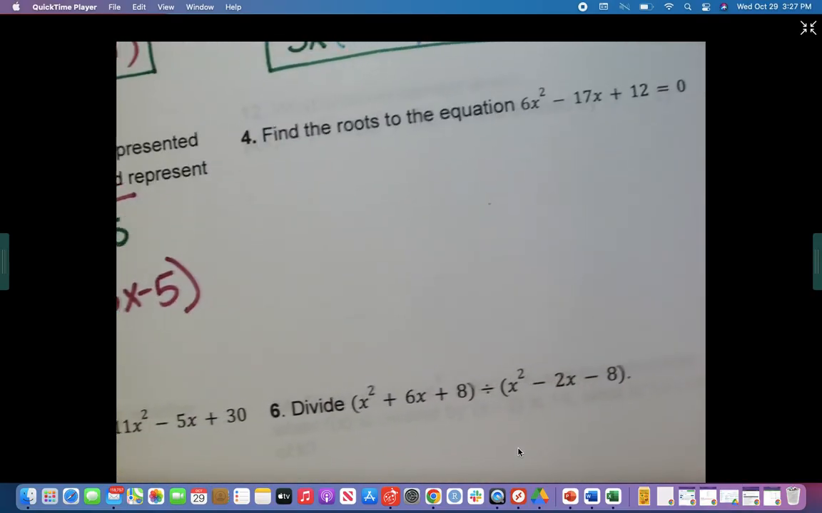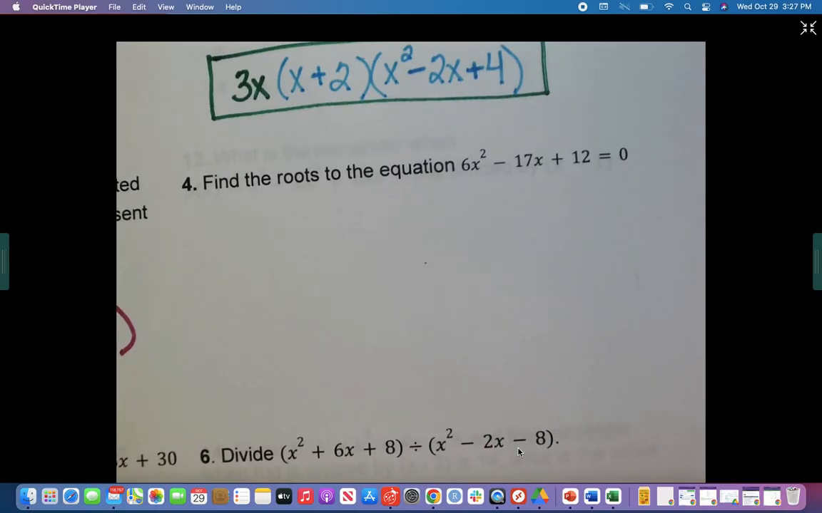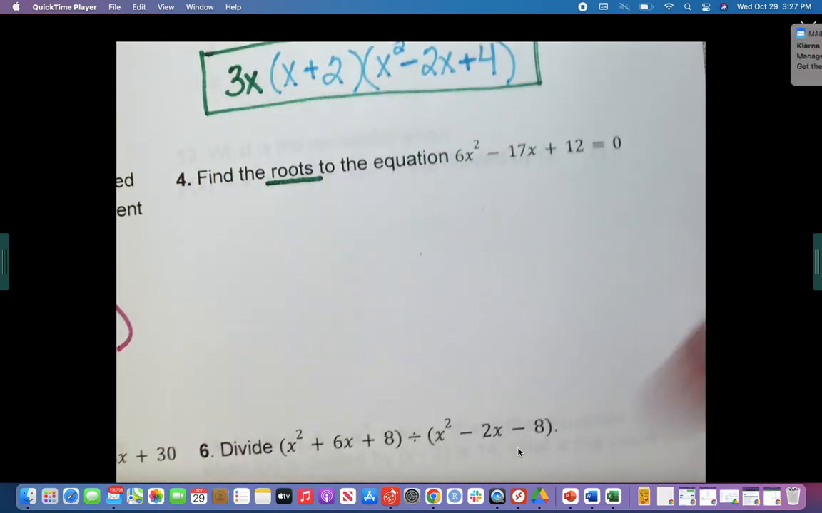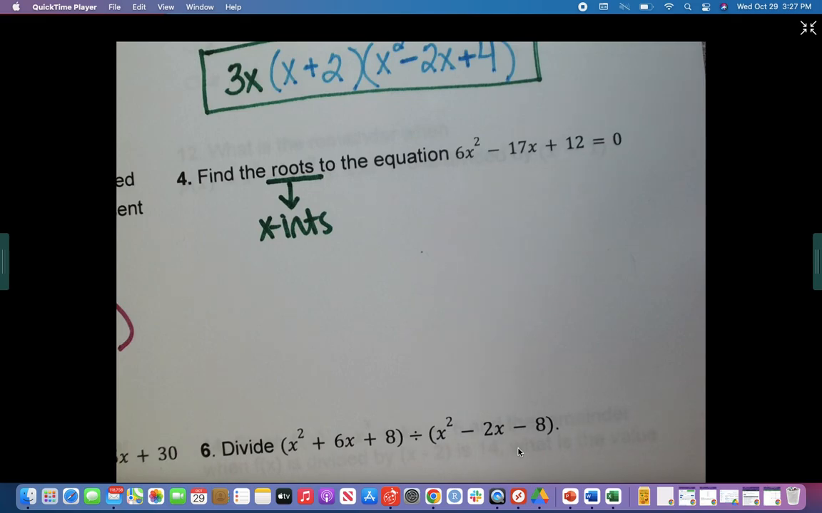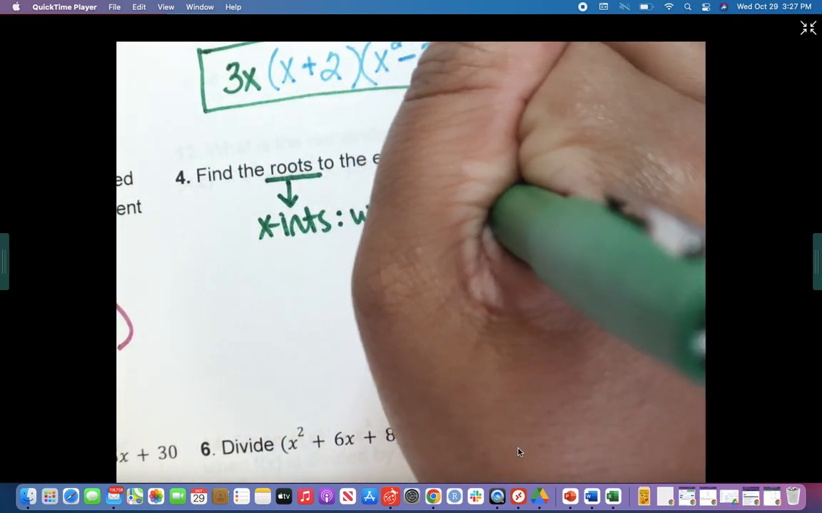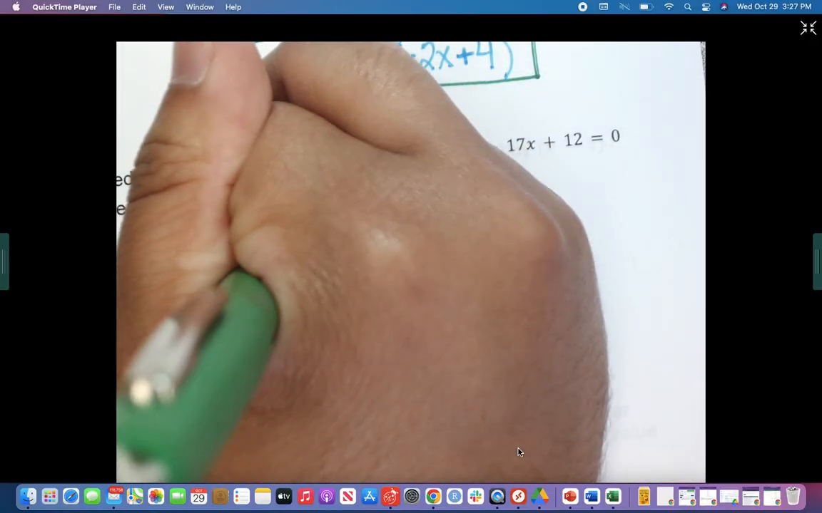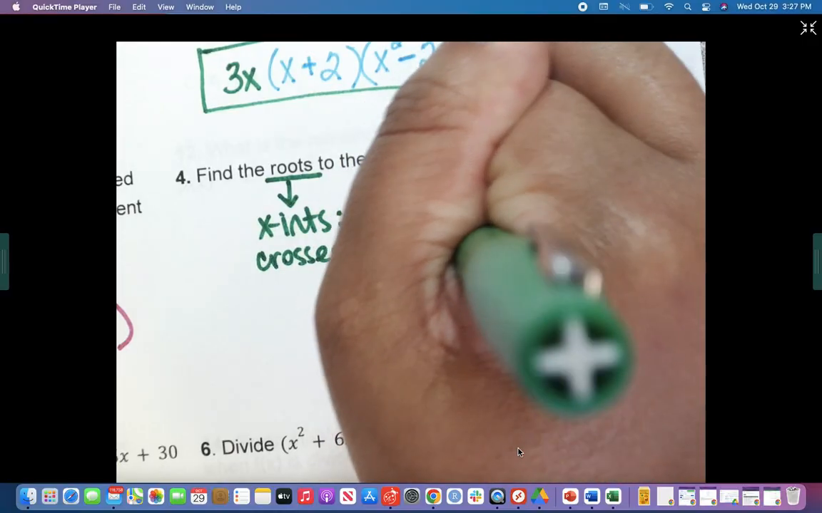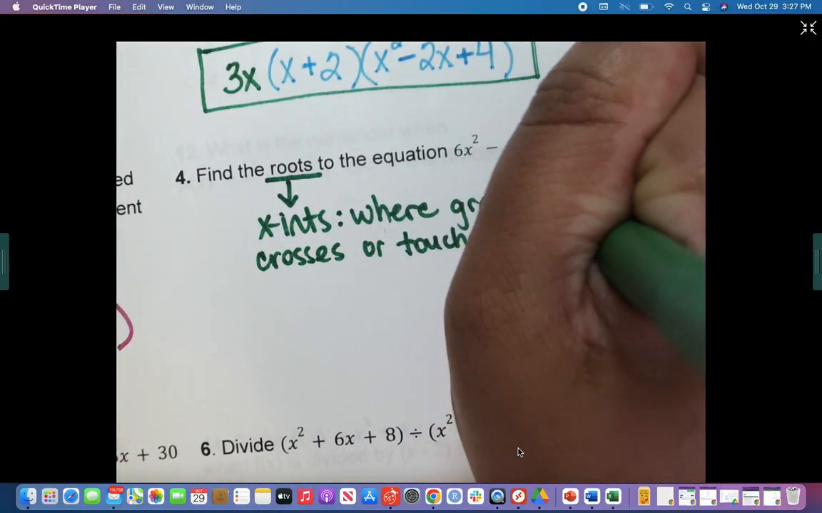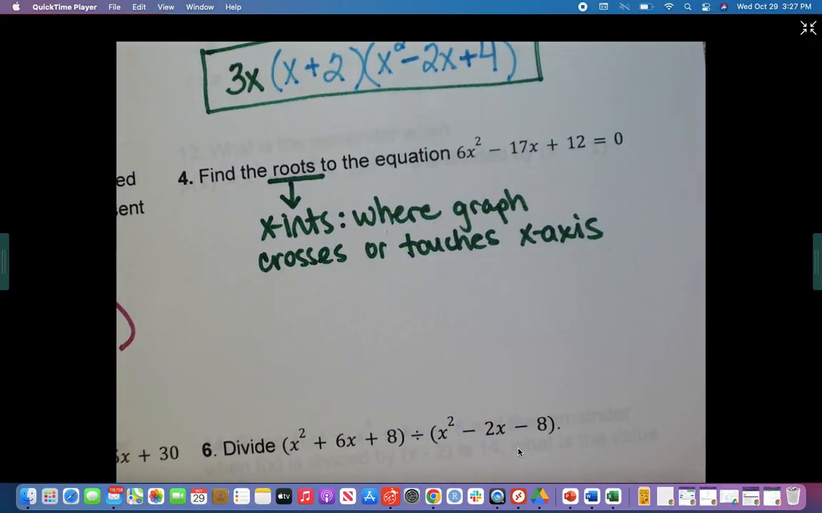All right. Number 4, find the roots of the equation. So terminology, you need to know what roots mean. Roots are your x-intercepts. Your x-intercepts are where the graph crosses or touches the x-axis. So you're going to graph this and see where it crosses or touches the x-axis.